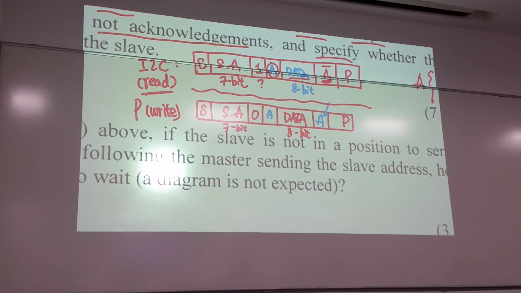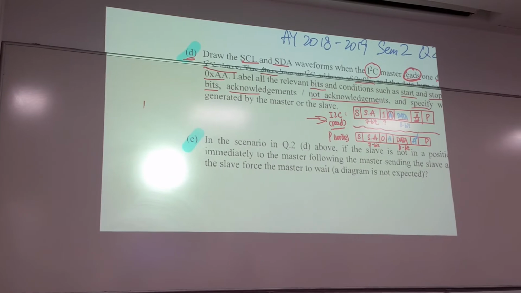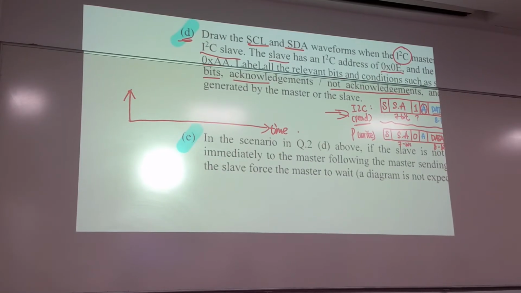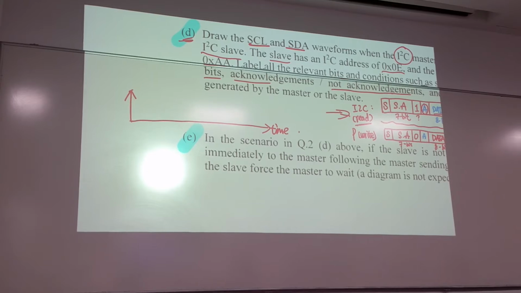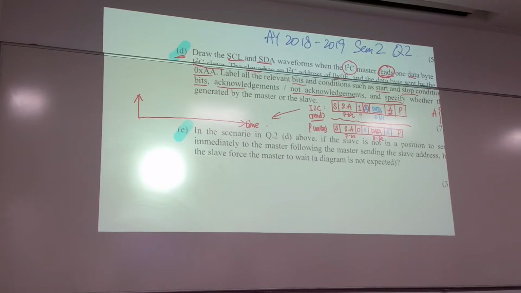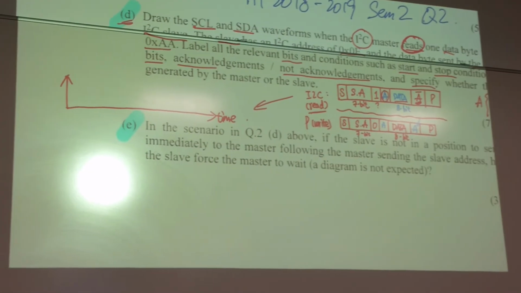So for this particular question, your master is reading. So you should draw the first one. Okay, so you draw time. What should you have at the beginning? From the first step, this is testing whether you know the indication of start, the indication of positive acknowledge and negative acknowledge, and the indication for stop in the I square C.